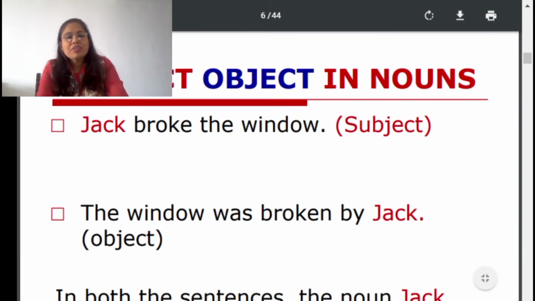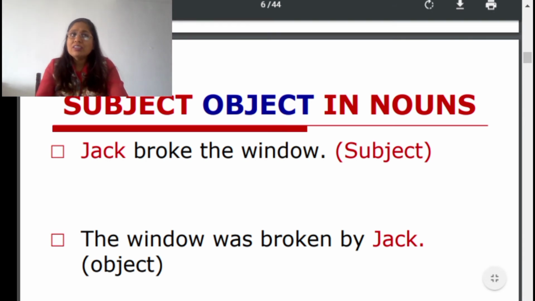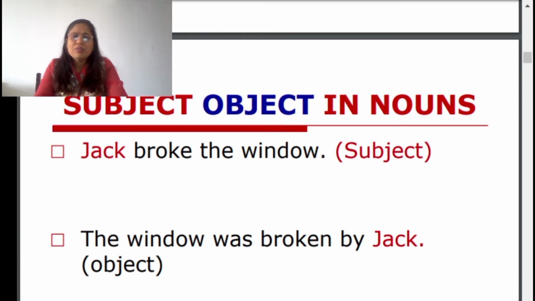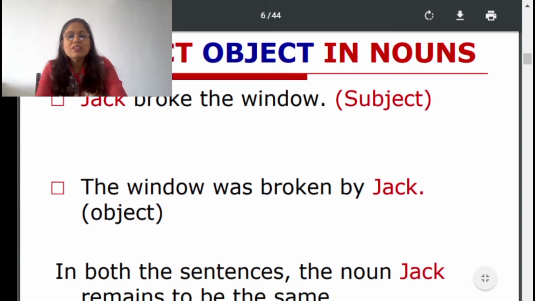Let's look at the first one. Look at this sentence. Jack broke the window. Here, the noun Jack is the subject of the sentence. The second sentence, the window was broken by Jack. Jack is in the objective case of the sentence. In both the sentences, the noun Jack remains the same.